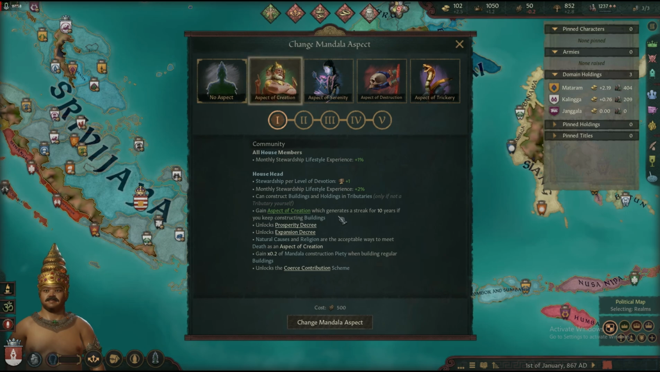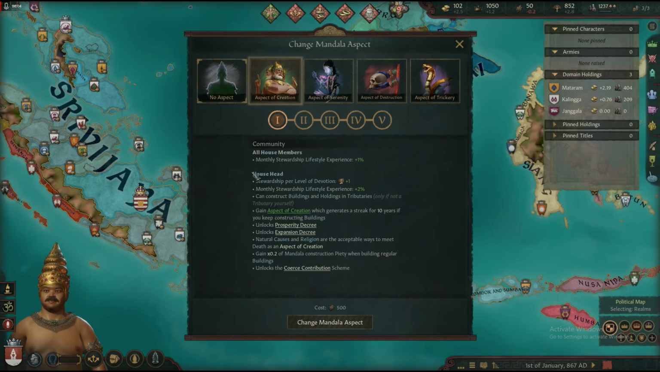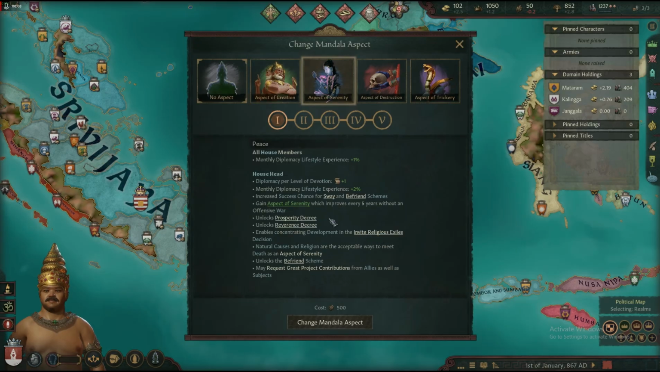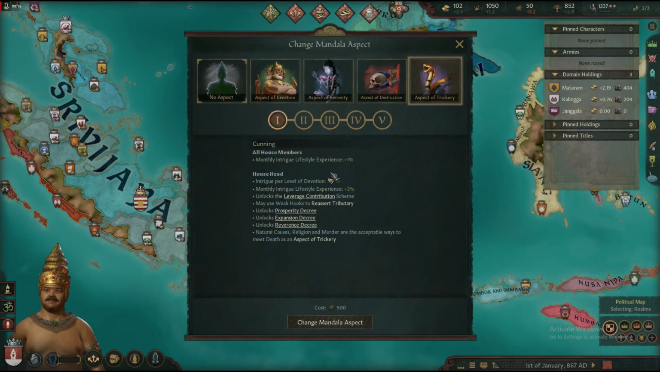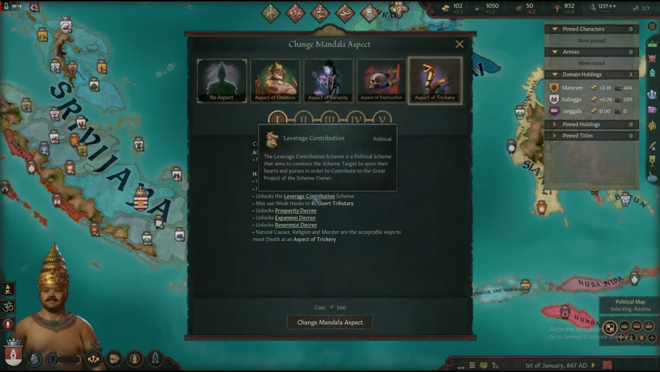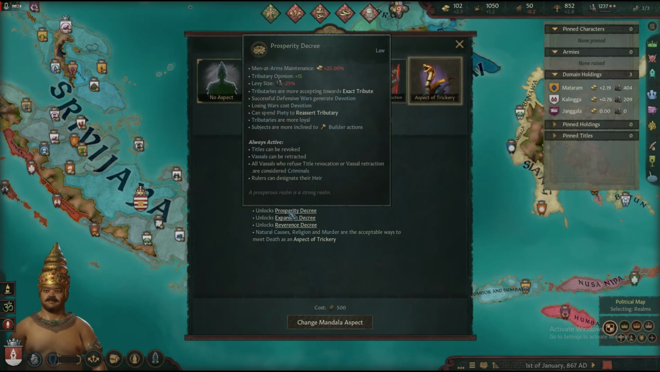You can get different bonuses starting here. So creation, you can build buildings and holdings and tributaries. Serenity, increased success chance for sway and befriend. Men-at-arms maintenance for destruction. Levy size reinforcement. Trickery, intrigue, leverage contribution scheme, a new political scheme. You can reassert tributaries with hooks.